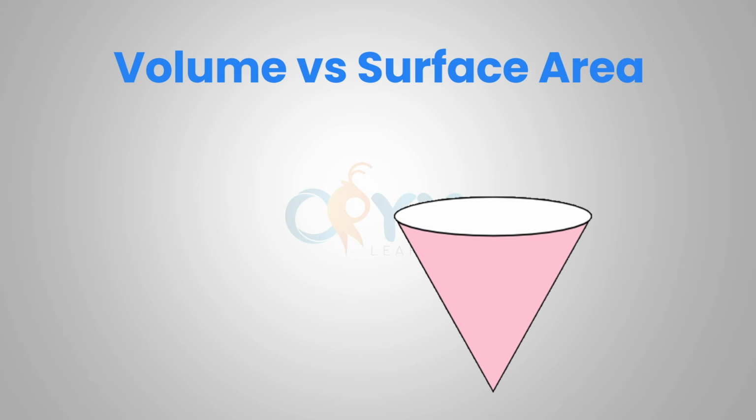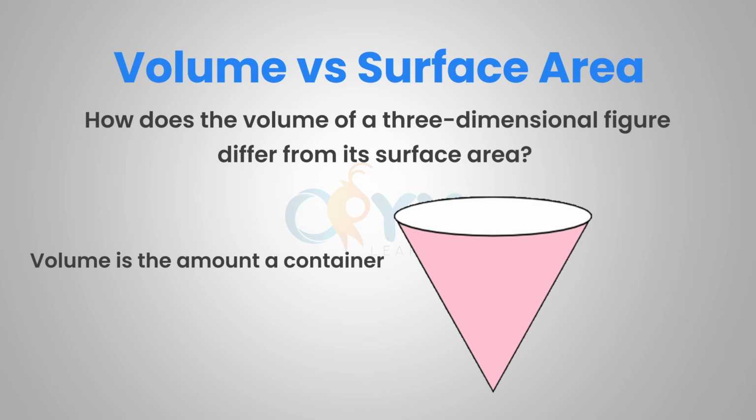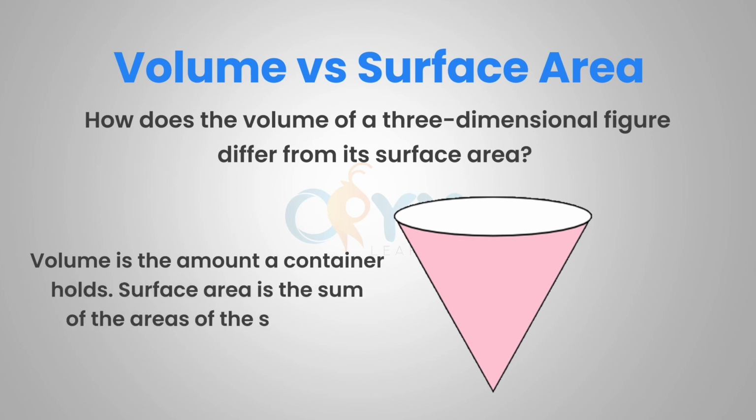Now back to our original question. How does the volume of a three-dimensional figure differ from its surface area? Volume is the amount a container holds. Surface area is the sum of the areas of the surfaces of the figure.